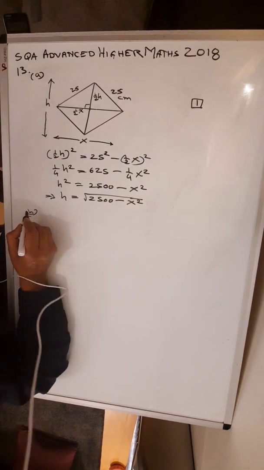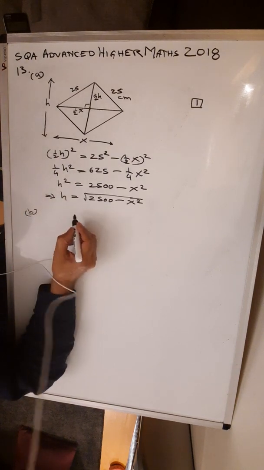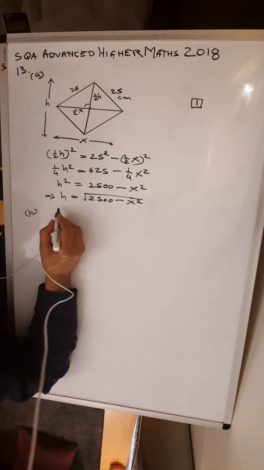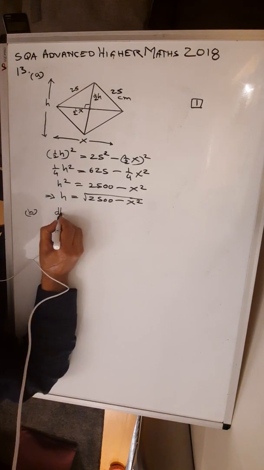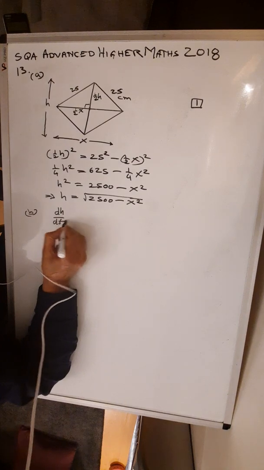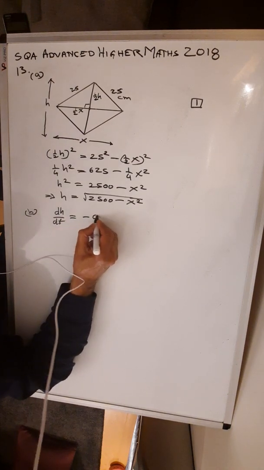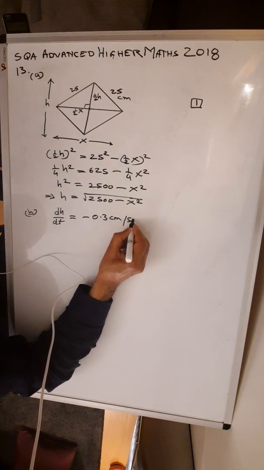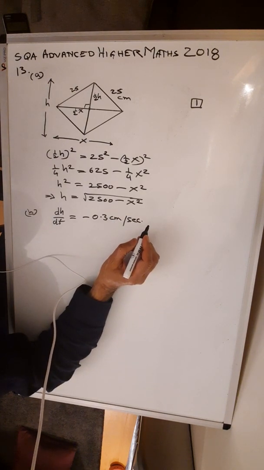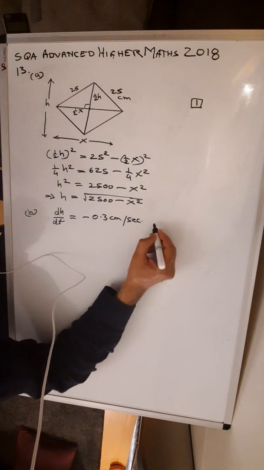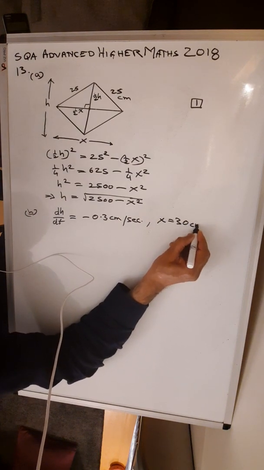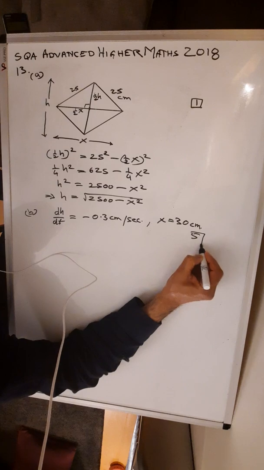Then there's a part B. Part B: the horizontal length decreases at a rate of 0.3. dx by dt decreases, so that's going to be equal to minus 0.3 centimeters per second. As the handle is turned, find the rate of change of the vertical height when x is 30. x is equal to 30 centimeters. This is for 5 marks.